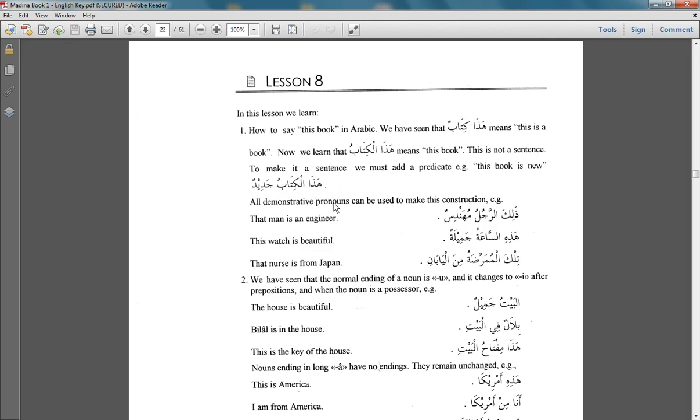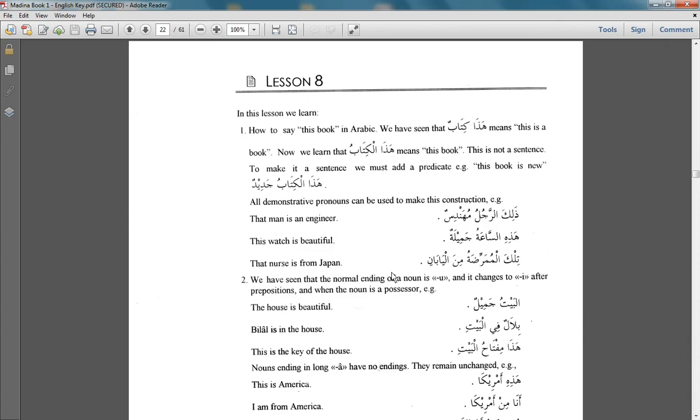All demonstrative pronouns can be used to make this construction. For example, ذلك الرجل, so here it's an incomplete sentence. That man is muhandisun, is an engineer. هذه الساعة, this watch is جميلة, the predicate or the khabar, beautiful. تلك الممرضة, that nurse is من الياباني, it's from Japan. That nurse is from Japan. So that's the first lesson we learn. So the difference between هذا كتاب and ذلك كتاب and هذا الكتاب and ذلك الكتاب.